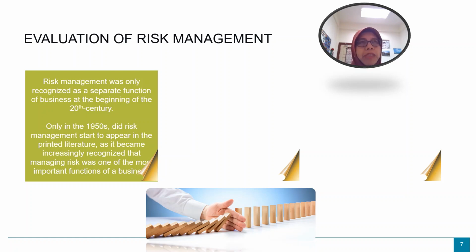Evolution of risk management. All kinds of businesses faced or had to manage risk in their businesses. Risk management was only recognized as a separate function of business at the beginning of the 20th century. Then major companies like railroads and steel companies started hiring insurance managers to purchase all kinds of insurance for a specific company. However, the responsibilities of this insurance manager did not include other forms of risk management like risk avoidance, risk reduction, and risk retention. Only in the 1950s did risk management start to appear in the printed literature, as it became increasingly recognized that managing risk was one of the most important functions of a business.